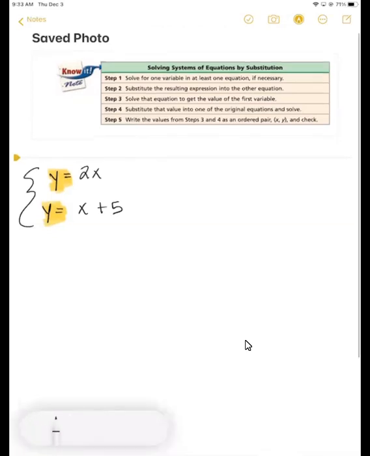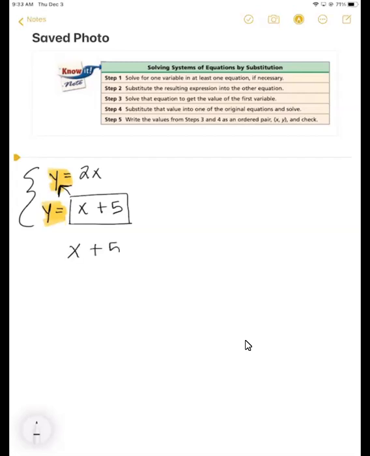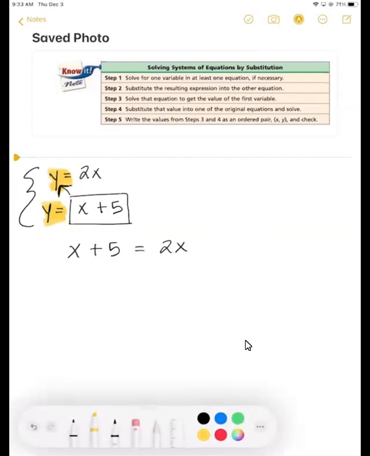So that means I am going to take this portion of the equation and put it where y goes because I'm saying that y equals 2x, y also equals x plus 5. So I am going to take x plus 5 and substitute it for y. All right. So now I have x plus 5 equals 2x. Now, if you notice, we only have the variable x at this point, right?